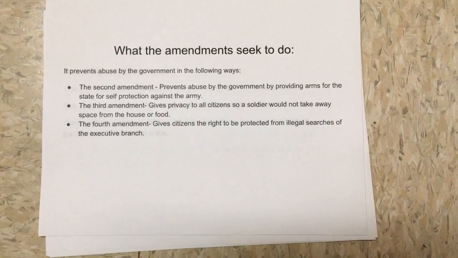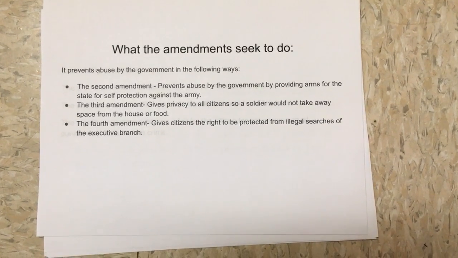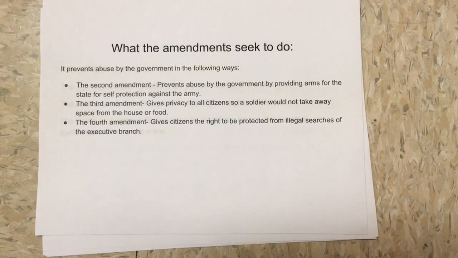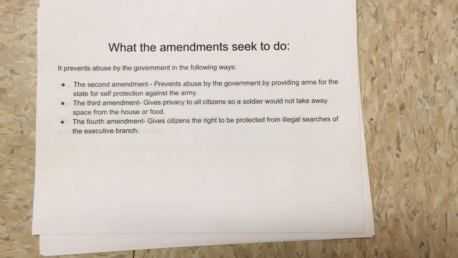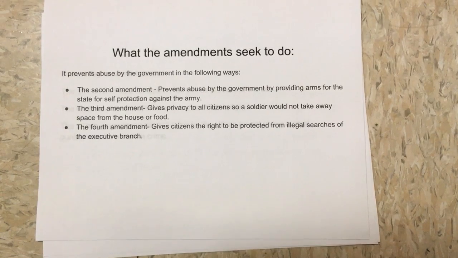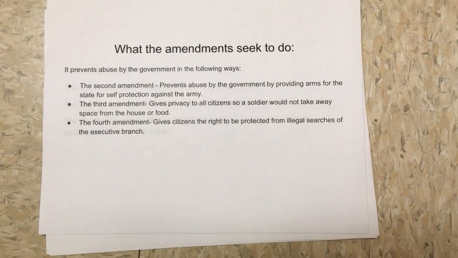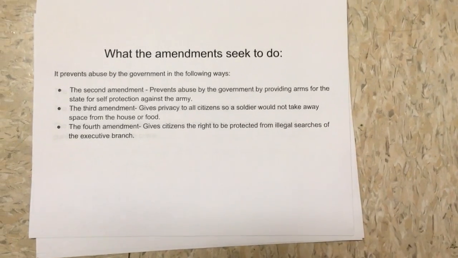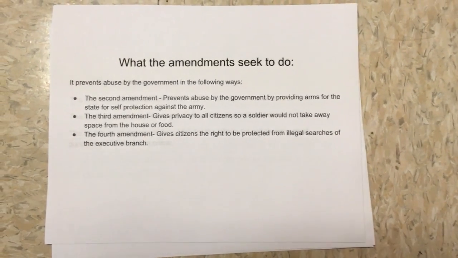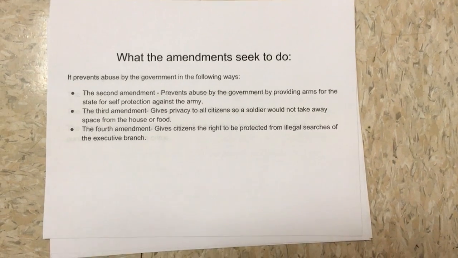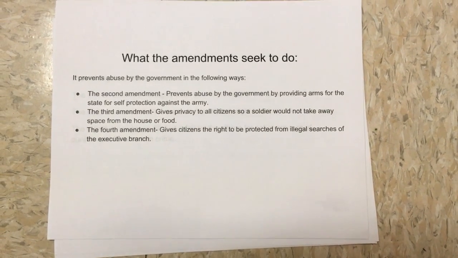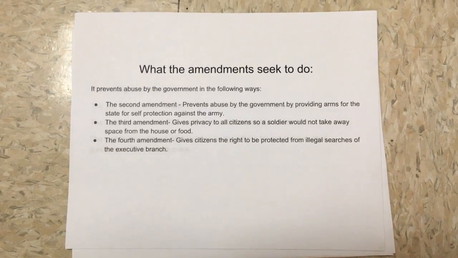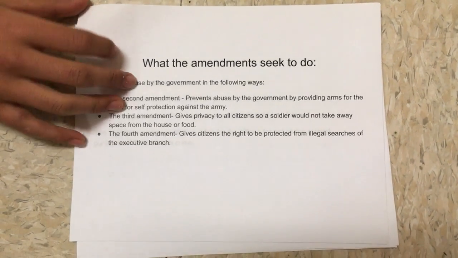What the amendments seek to do. It prevents abuse by the government in the following ways. The Second Amendment prevents abuse by the government by providing arms for the state for self-protection against the army. The Third Amendment gives privacy to all citizens so a soldier would not take away space from the house or food. The Fourth Amendment gives citizens the right to be protected from illegal searches of the executive branch.